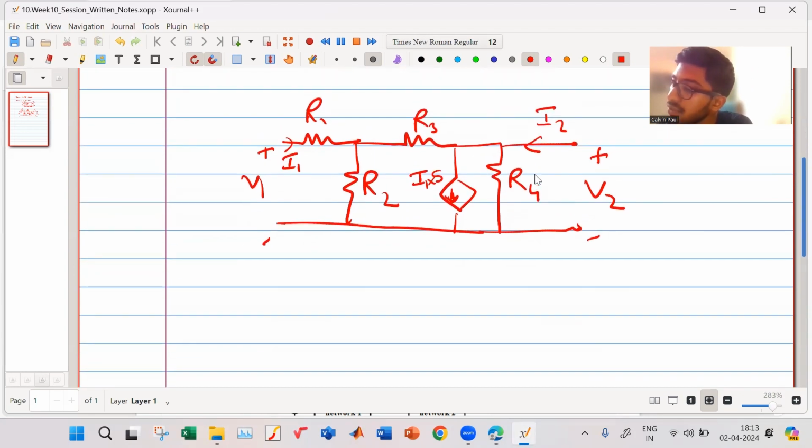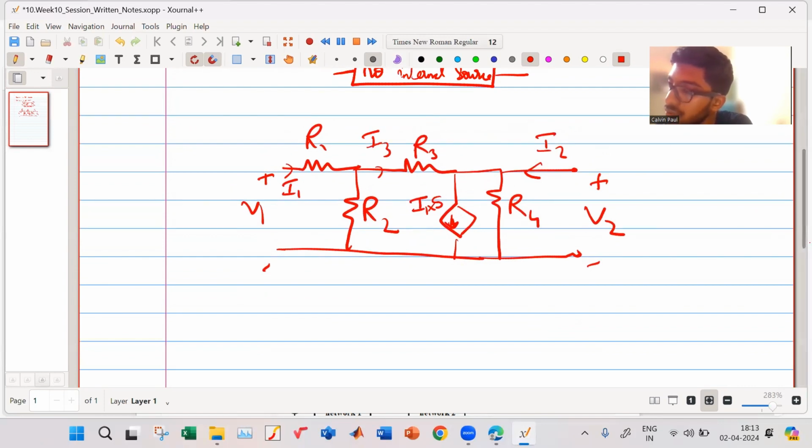Suppose we have a network which is like this. But just consider there's this current I3 over here. And instead of phi I1, this is phi I3. Then is it a two-port network? No, sir. The I3 is the loop current, not the port current. It depends upon the network current I3. Okay, so I3 can be found from the I1. Yes, sir.